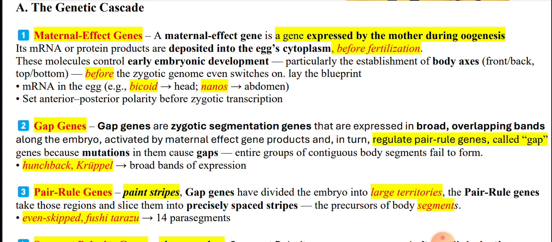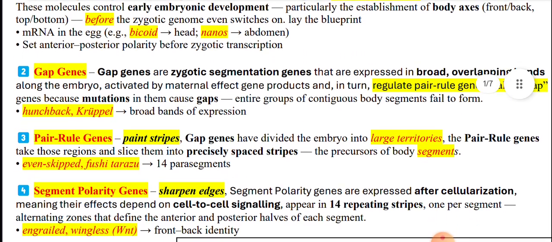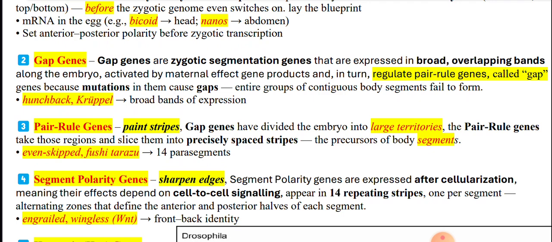Genes like even-skipped and fushi tarazu are key players here, making sure that striped pattern emerges correctly. 14 stripes laid down. We're getting more refined. What's the last step in segmentation? Segment polarity genes. Right. These come a bit later, after the embryo has actually formed individual cells, after cellularization. And that timing is important. Why? Because now cells can talk directly to their neighbors. These genes rely on cell-to-cell signaling. Their job is to sharpen the edges.